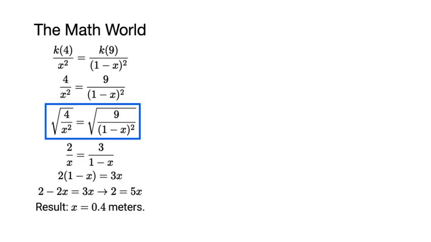This leads us to the equation 2 over x equals 3 over 1 minus x. From there, we multiply both sides appropriately to clear the denominators, giving us 2 times 1 minus x equals 3 times x. Simplifying this results in 2 minus 2x equal to 3x. And solving for x, we find that x equals 0.4 meters.